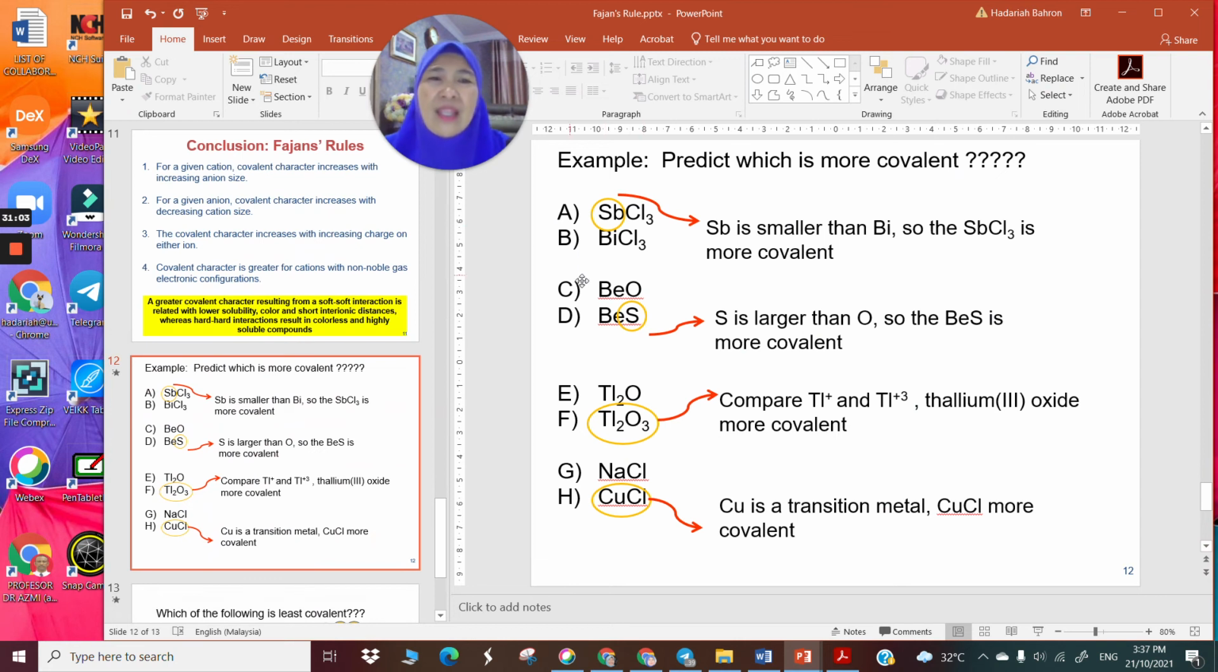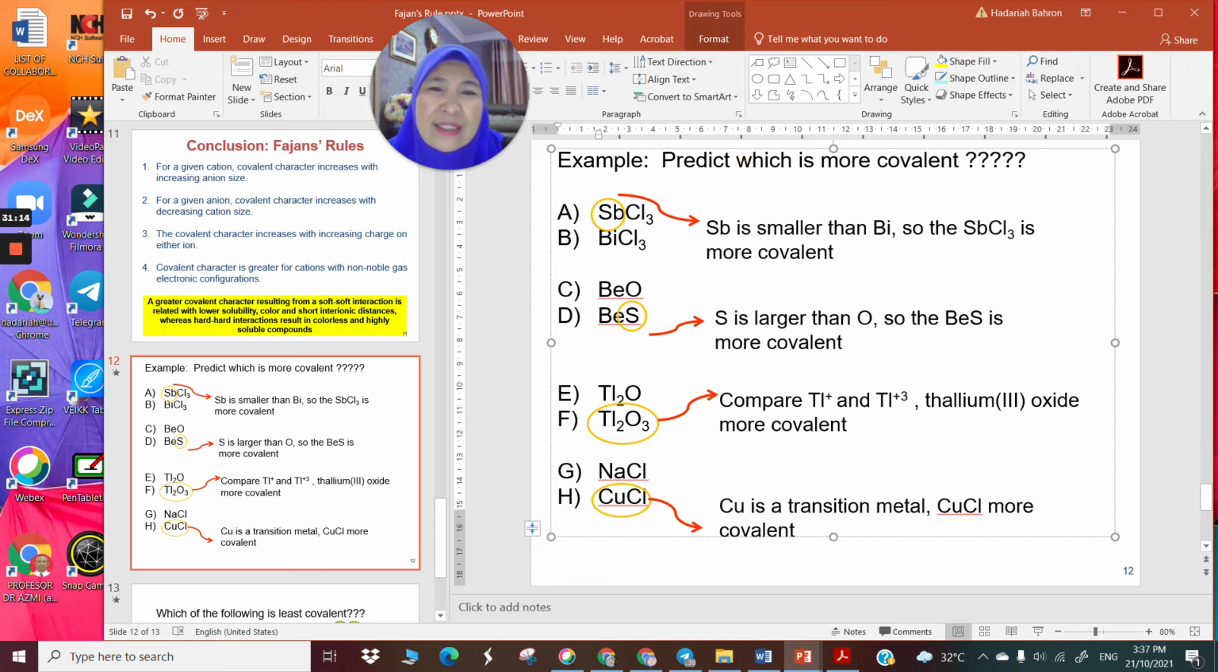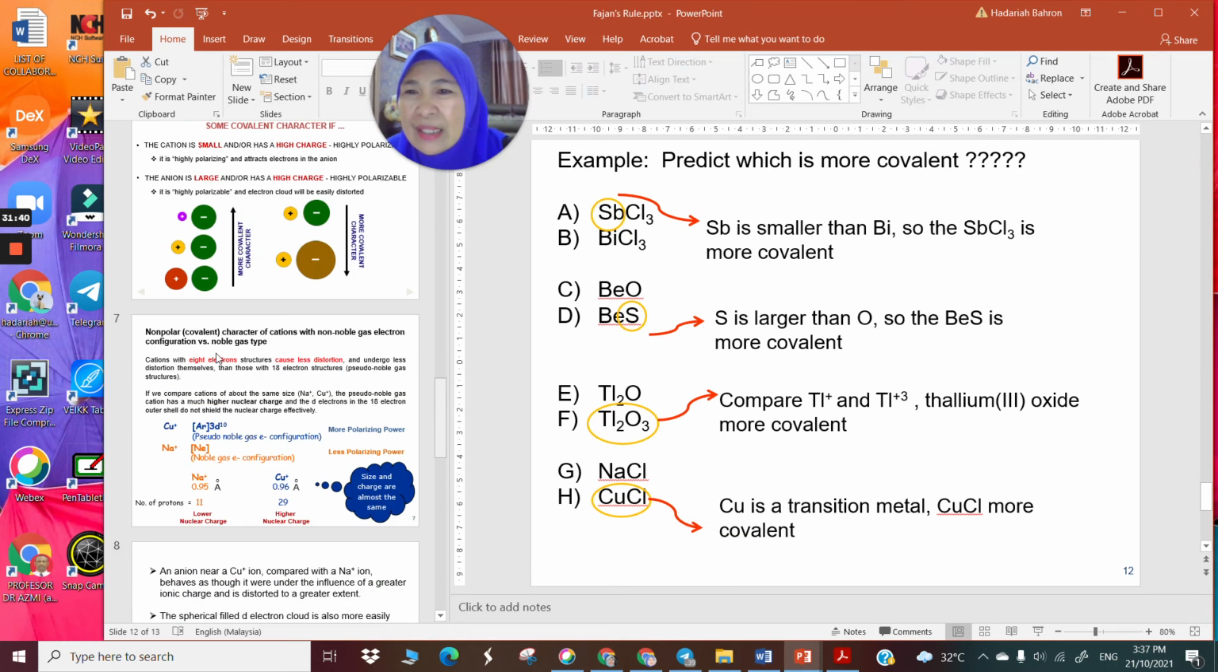So, for example, there are eight compounds here, A to H. Predict which one is more covalent between SbCl3 and BiCl3. All you have to do is look at the size and look at the charge. The charges are the same because they are all 3 plus for antimony and bismuth, but the size is different. Bismuth is a lot smaller. How do I know it is a lot smaller? Let's have a look at the periodic table.